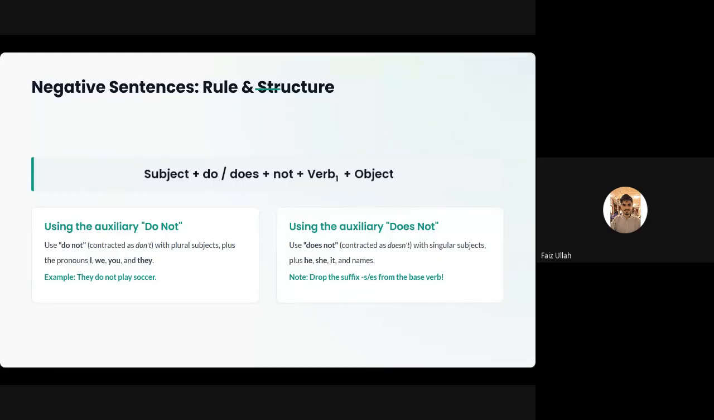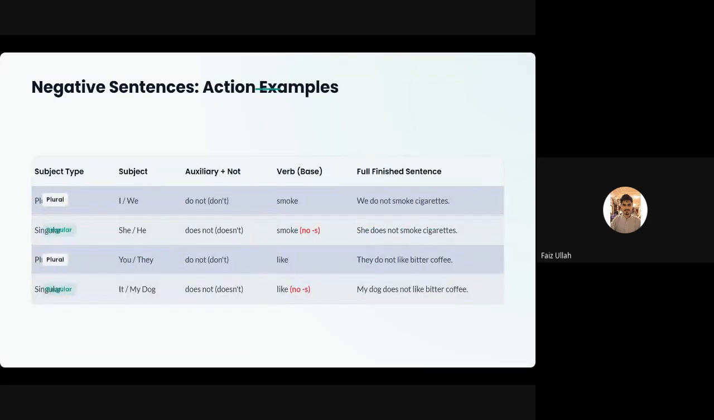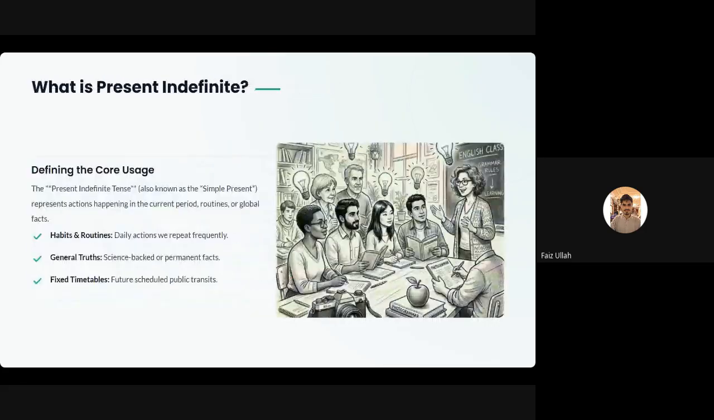We have this subject, then we use does not or do not, the first form of the verb and the object. So we'll stop our class here. By the way, there are many other activities. We are moving from basics to advanced. We will continue our discussion tomorrow on this tense, and we will be doing some more activities on present indefinite tense.